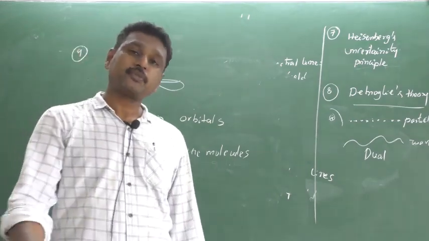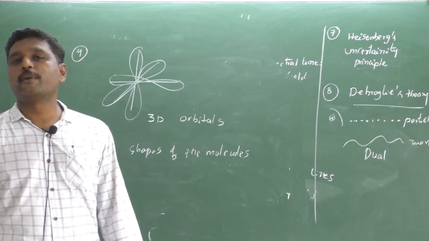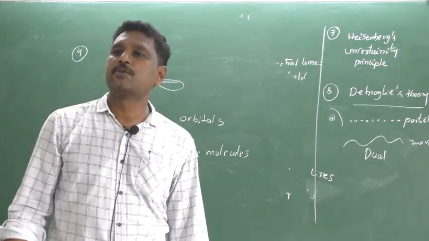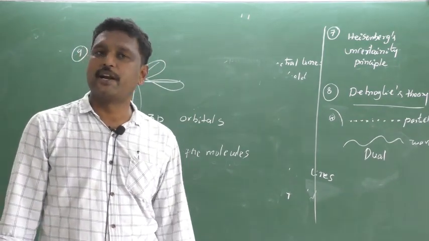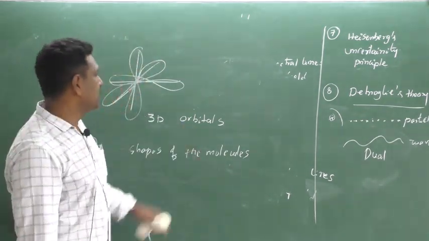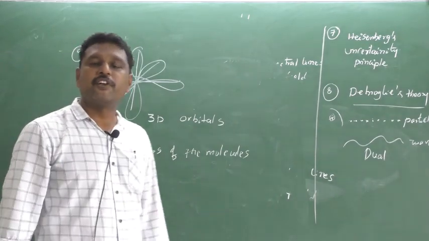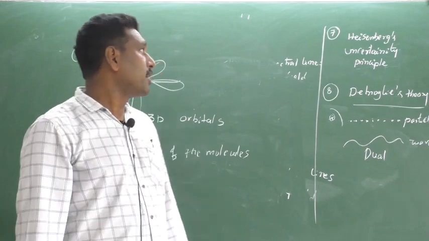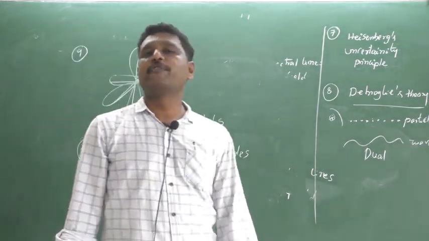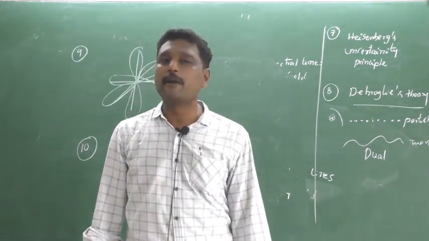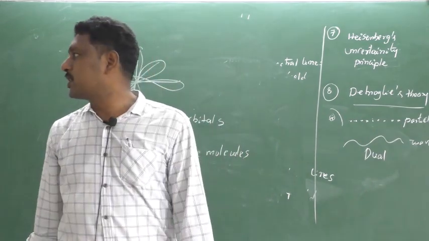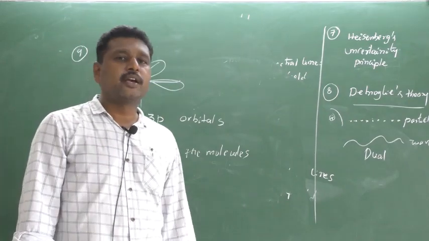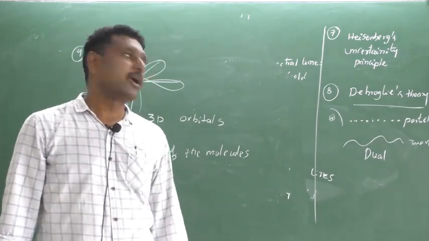After that, it failed to explain the Zeeman effect and Stark effect. The Zeeman effect means splitting of spectral lines in the presence of a magnetic field, and splitting of spectral lines in the presence of an electrical field is called the Stark effect. It is also one of the demerits. After that, there is no agreement between Heisenberg's uncertainty principle and Bohr's atomic model, and no agreement between de Broglie's theory and Bohr's atomic model.